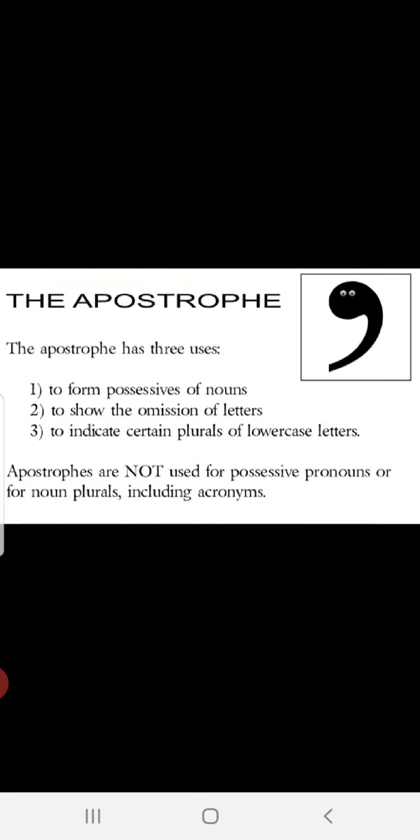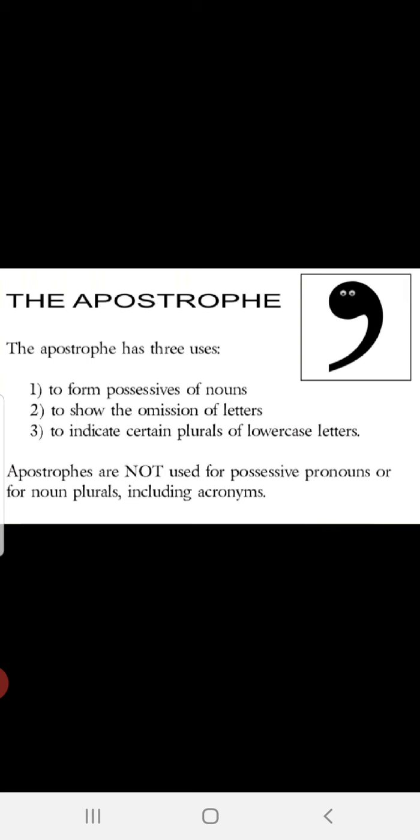Now, the apostrophe. The apostrophe has three uses. If you understand this better, your grammatical errors will be reduced. It is used to form the possessive of nouns, to show the omission of letters, and to indicate certain plurals of lowercase letters. When you are writing plurals, after writing a plural, G-I-R-L-S, girls, you write that fully and put one apostrophe mark. It shows that after that plural, continued plurals are there.